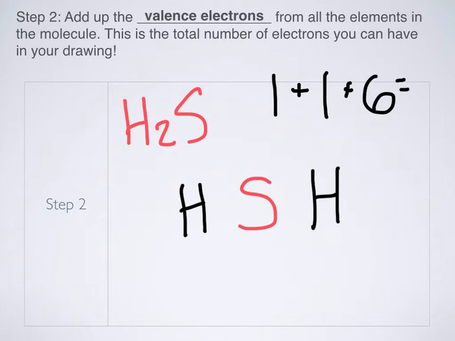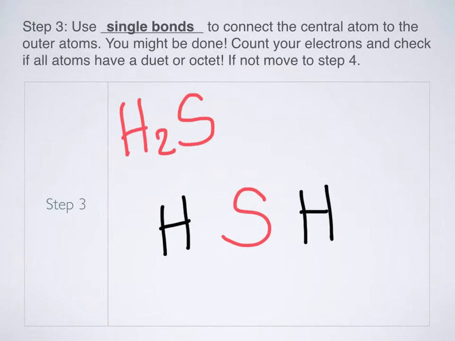So when I add all of those together, I have 8 valence electrons in H2S. Alright, so to remind us that we have 8 electrons, I put an 8 in the corner. I use single bonds to connect my central atom to the outer atoms. And remember, I just use a single line. Each line represents 2 electrons. So it says you might be done, so count your electrons.